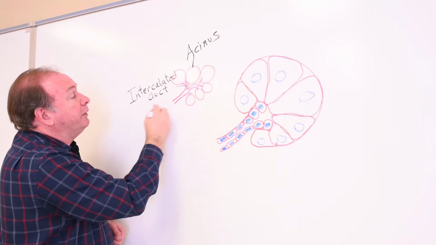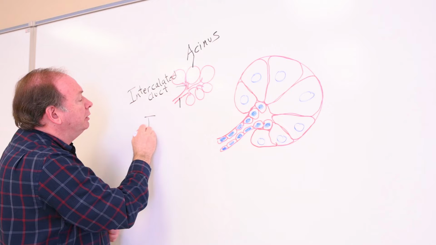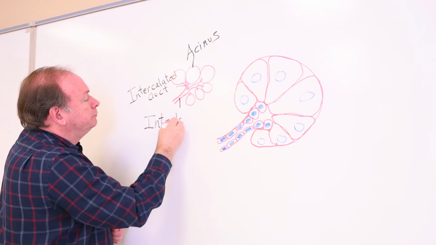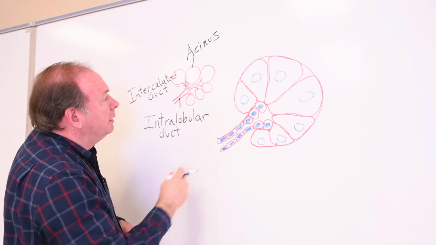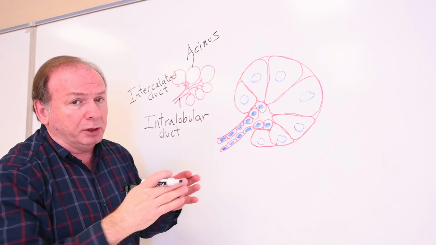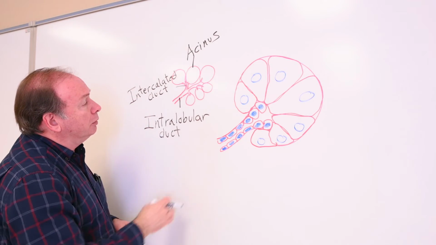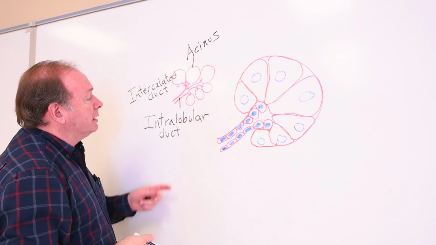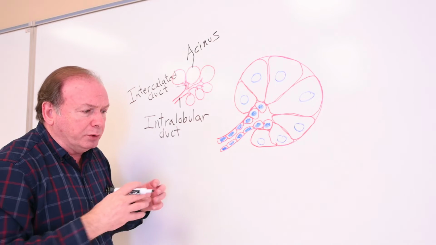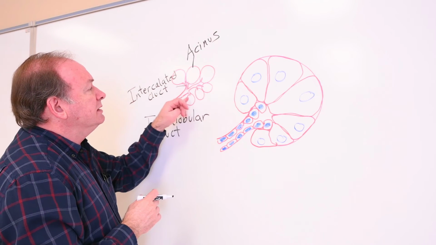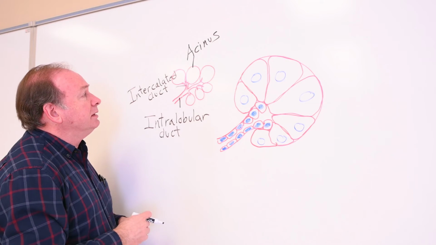And they all come together to make up larger ducts. In this case, this would be an intralobular duct. That would join with other intralobular ducts and eventually go outside of the lobule, beyond the lobule, and eventually into the main pancreatic duct. So that's the secretory portion that produces the digestive enzymes to go into these ducts and eventually into the intestine.